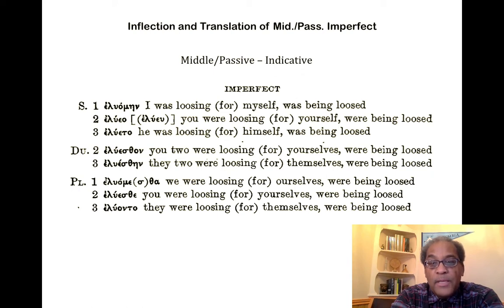They were being loosed. So again, it's just important to stress that these endings in the imperfect tense can carry either a middle sense or a passive sense. They can be used either way. Thus, these alternative translations.